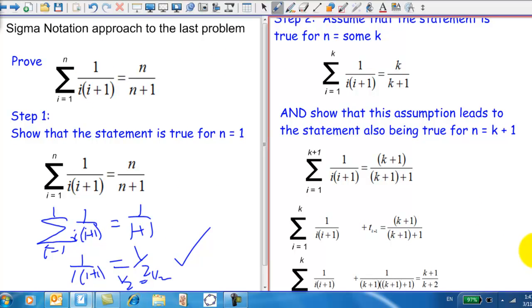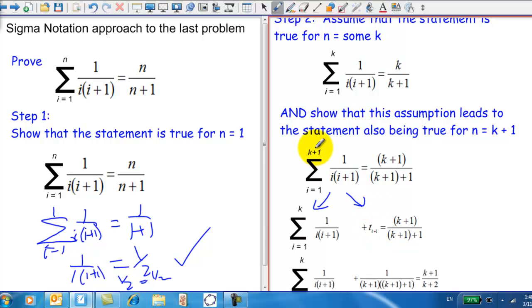Where this gets a little more efficient now is when we're dealing with it in terms of all these big sums. Now we assume it's true for some k, so notice how it's very similar to what we had over here. I've just replaced the n's with k's. So I take some k and show how it leads to being true for k plus 1. So we want to show it's true for k plus 1 like this. And notice the split I do on this. I split up the sum from i equals 1 to k plus 1 of 1 over i times i plus 1 into the sum from i equals 1 to k plus the k plus first term.